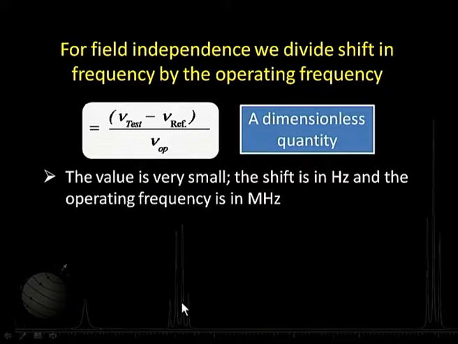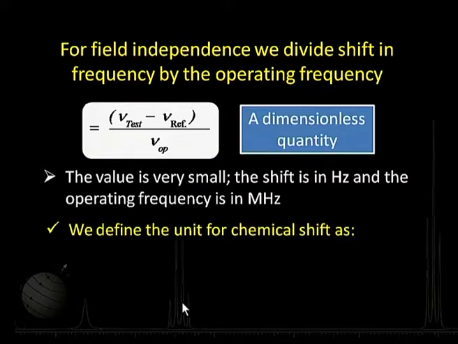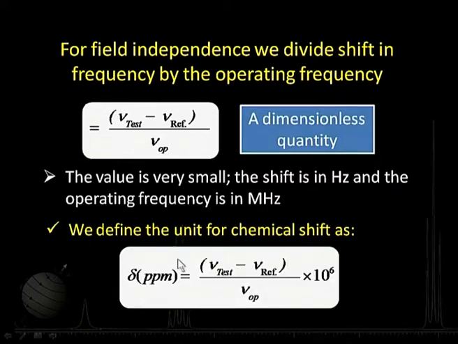So, to get over this, we define a unit for chemical shift as delta. Delta is in ppm, and that is defined as follows, that is nu test minus nu reference by nu operational frequency into 10 to the power 6. This factor is put here just to make this number reasonable. It is like 1, 2, 3 and so on, so the numbers which we can handle or deal with easily. This is what is called the delta scale.